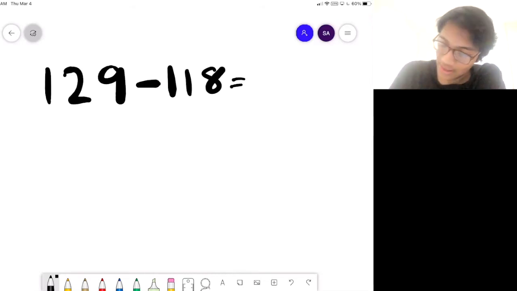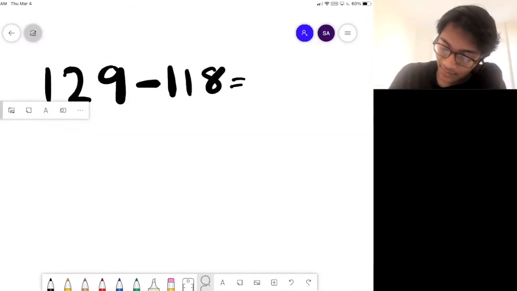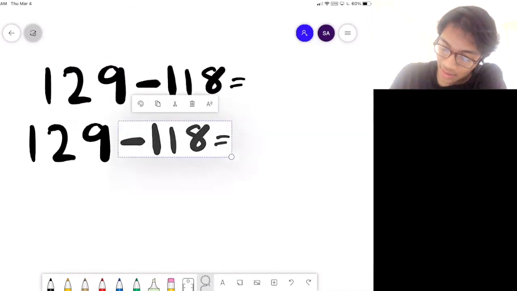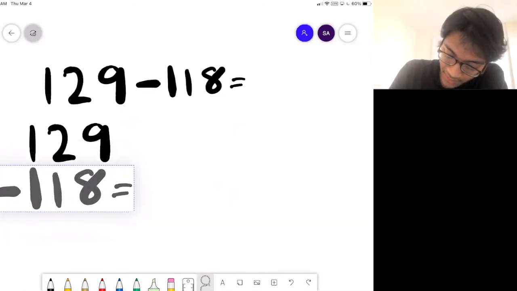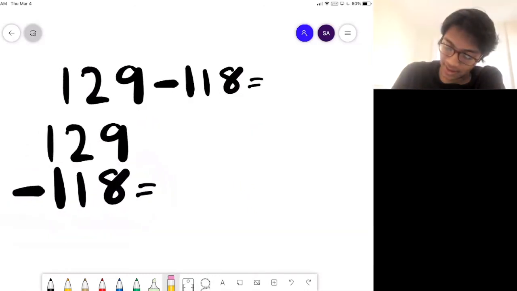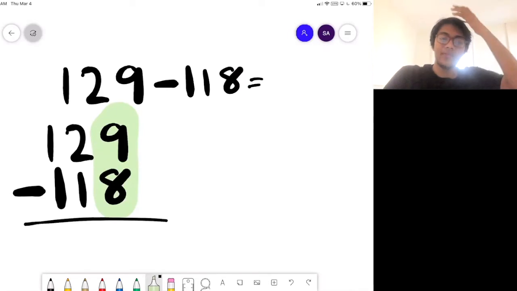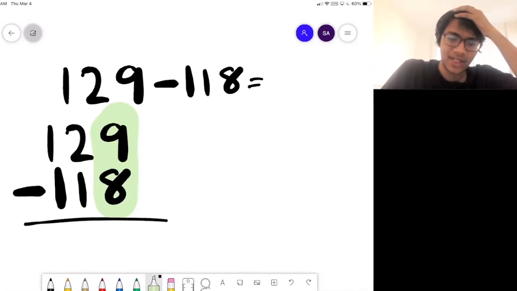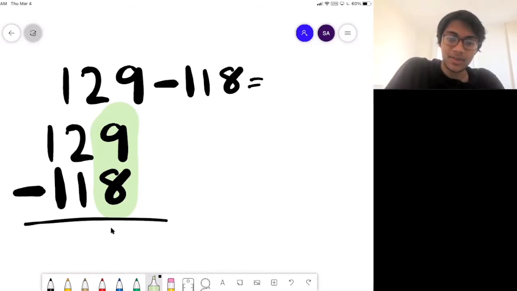If I go ahead and copy this, put it on my next line, put the minus 118 over here, make this a bit bigger, erase that equal sign because I know I don't need it, and now let's do the math. 9 minus 8, well, you have 9 in your head, right? You have 9 in your head, and you're going to take up 8 fingers. So let's take up 8 fingers.